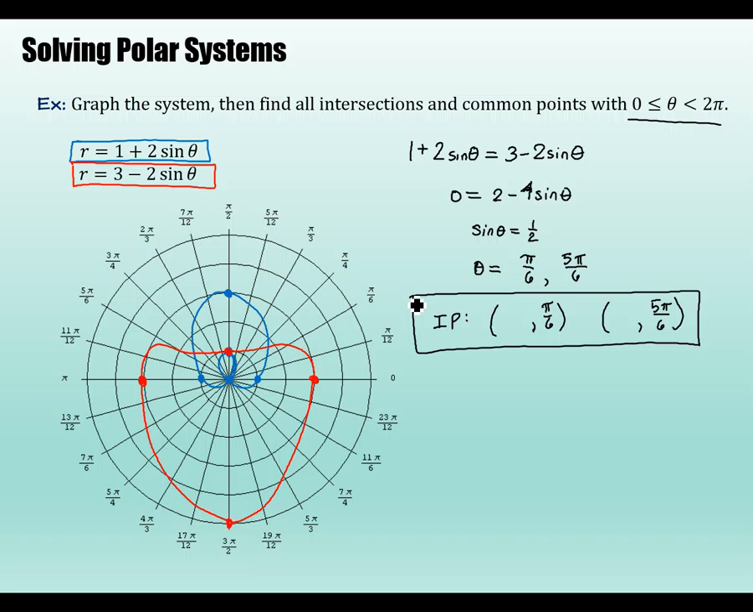Plug one of those two things into our equations here. Let's plug 5 pi over 6 in first. What do we get in either equation, blue or red? Hopefully we get the same thing. Do you get 2? Two would be r. If you plug 5 pi over 6 in for theta, do you get 2 for r in both equations? Hopefully you do.